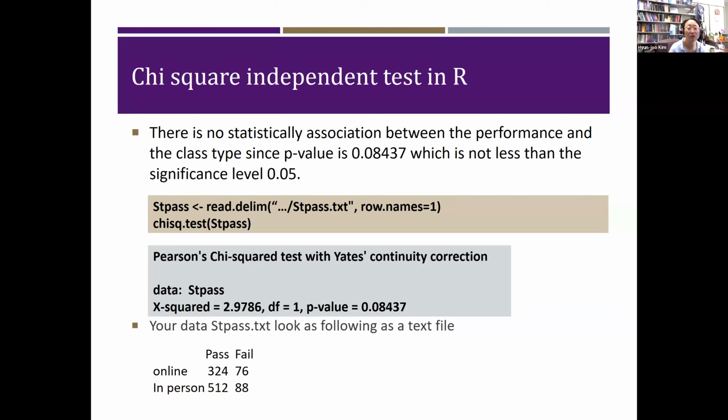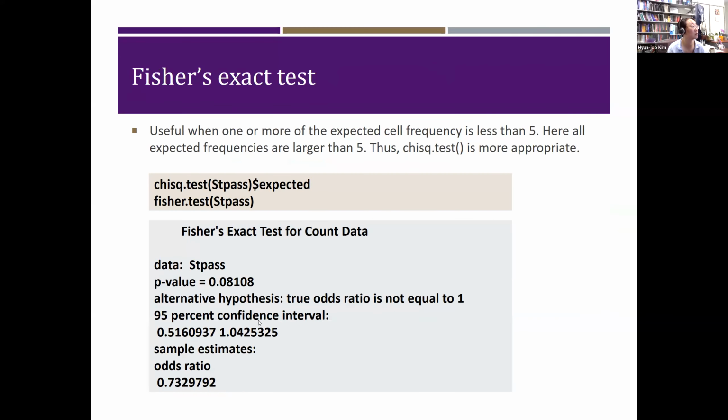Here we are running Fisher's exact test for demonstration purposes. Using the fisher.test function, we have the p-value of 0.08108. Thus, we make the same conclusion as before. Notice that the p-value from Fisher's exact test is similar to the p-value from the chi-square test. If one or more of the expected cell frequencies is less than 5, the p-value might be vastly different.